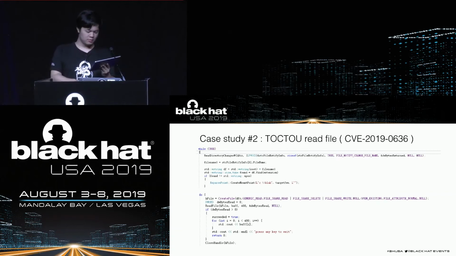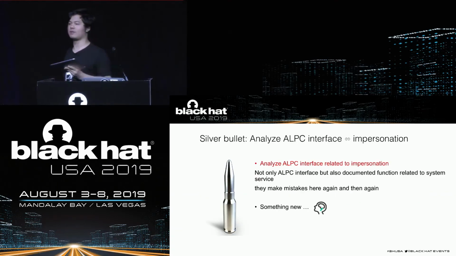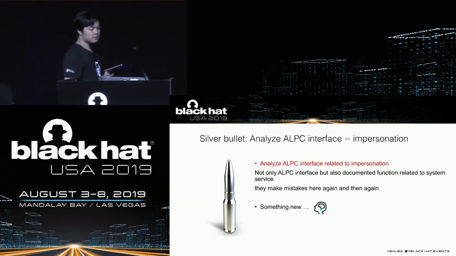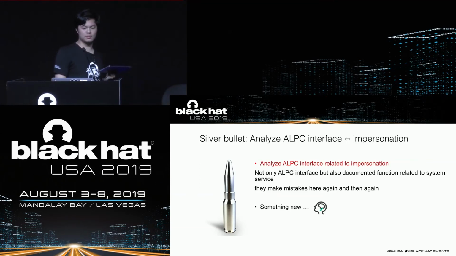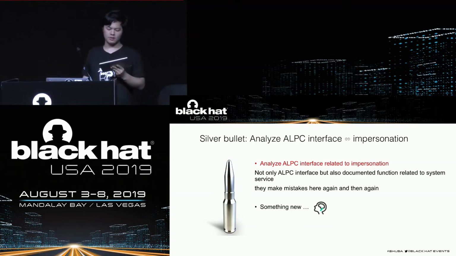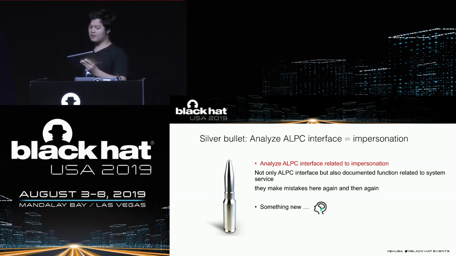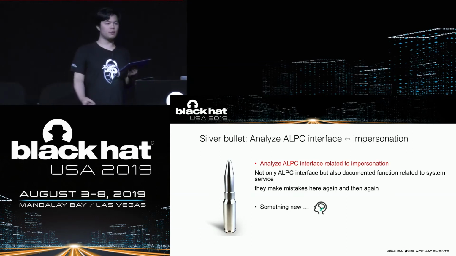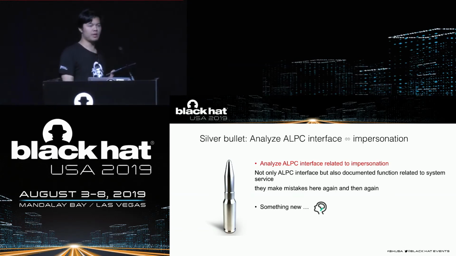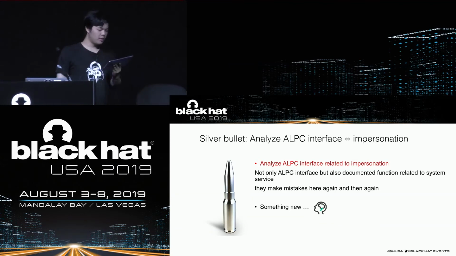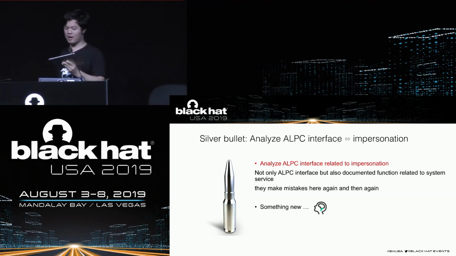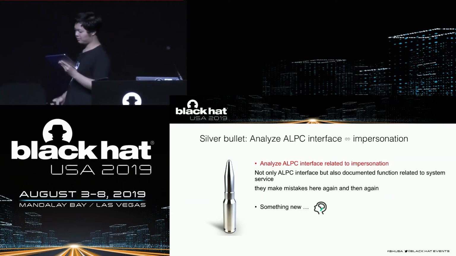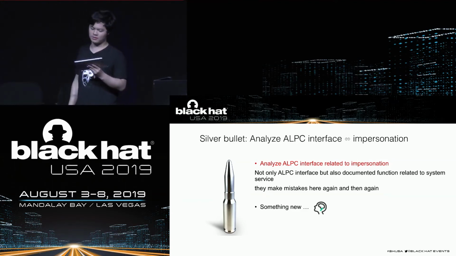So what is the silver bullet after we do some case studies? There are several traditional ways to do this process. First, analyze ALPC interfaces related to impersonation. Why? Because the developers of Microsoft always make mistakes in this area. And not only ALPC, but also some documented functions related to system service.